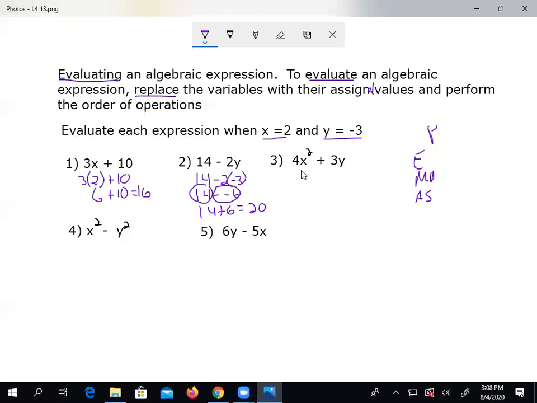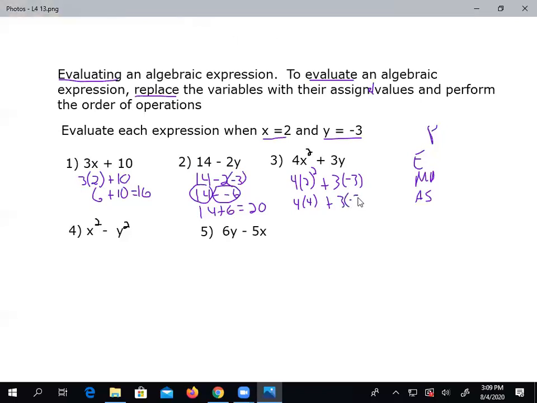So here I have to replace the x with a 3, so I have 4. I replace the x with a 2, so I have a 2 inside there. And then the 2 is being squared. I keep the 2 on the outside of the parenthesis there, like so. Plus then 3 times negative 3. So I replace the x with the 2 and the y with the negative 3. So I have to do exponents first. So 2 squared is going to be 4. That's going to be then 4 times 4. Plus then 3 times negative 3.